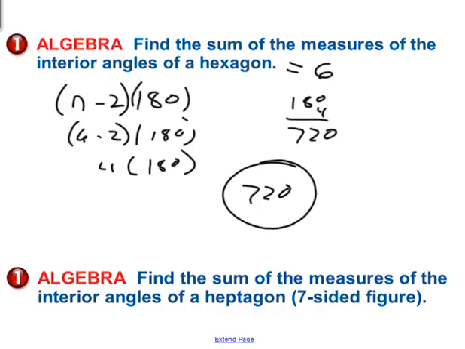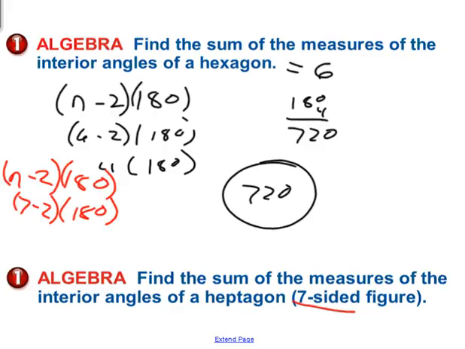I'm sorry, there was another one on that page. Let's go back. Find the sum of the measures of the interior angles of a heptagon, which means 7-sided. So same equation, n minus 2 times 180. In this case, it's 7 minus 2 times 180. 7 minus 2 is 5, times 180. 5 times 180 would be equal to 900. I'm going to check that on my calculator, but I'm sure that's right. And yes, it is.